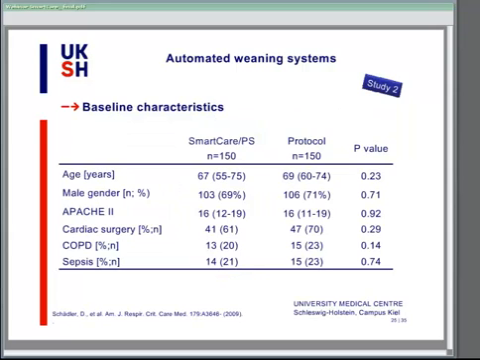Baseline characteristics of the two studied groups: we did not have any significant differences regarding age, gender, or the APACHE II score. A priori, we defined 3 different subgroups. One subgroup was patients following cardiac surgery, one was patients with known COPD, and another was patients with sepsis. We had an even distribution of these 3 subgroups in our patient population.